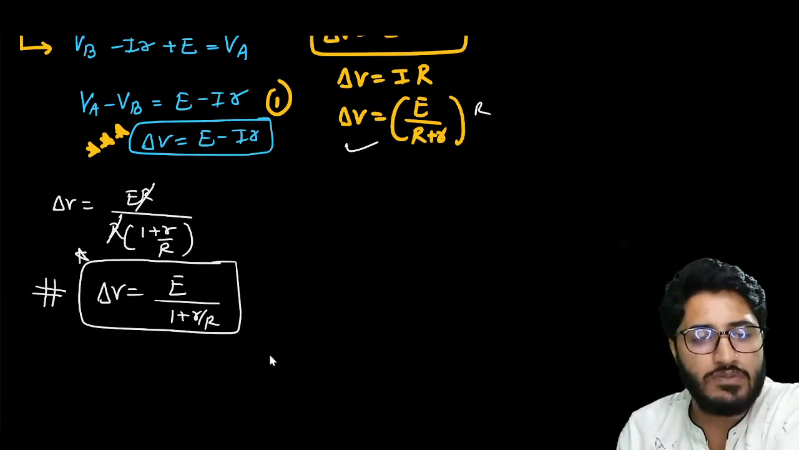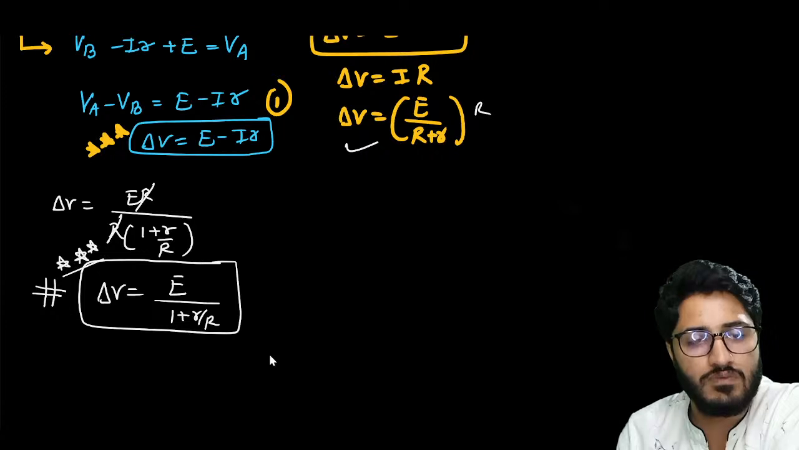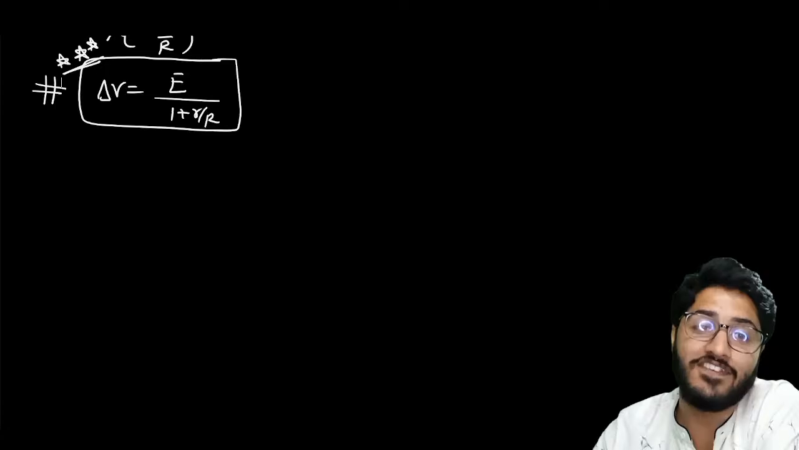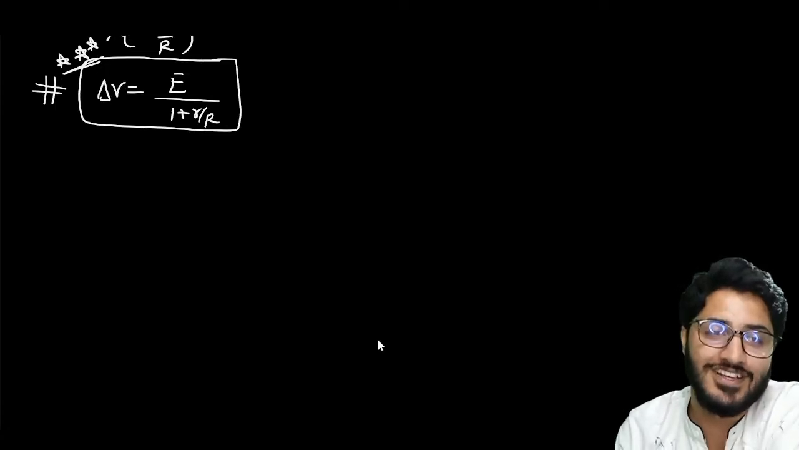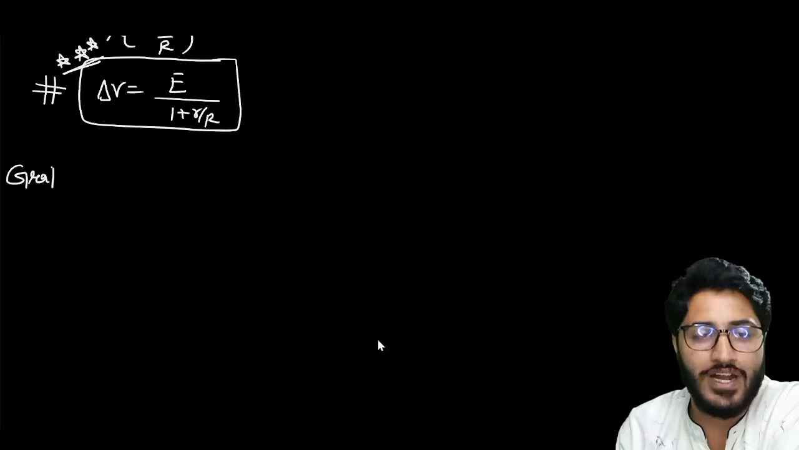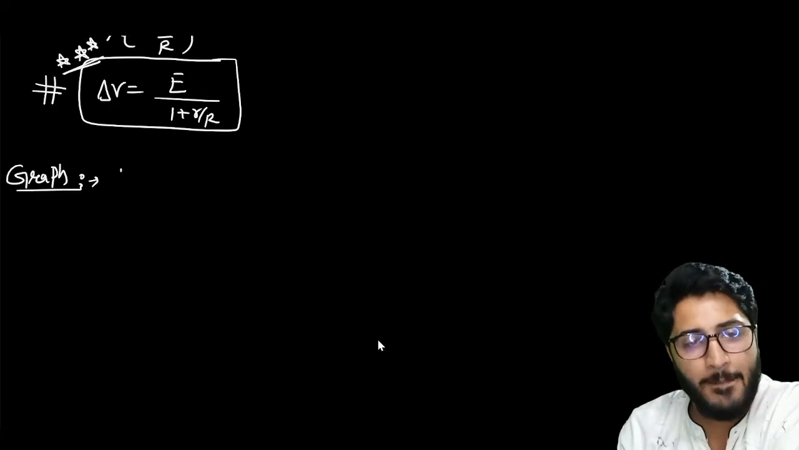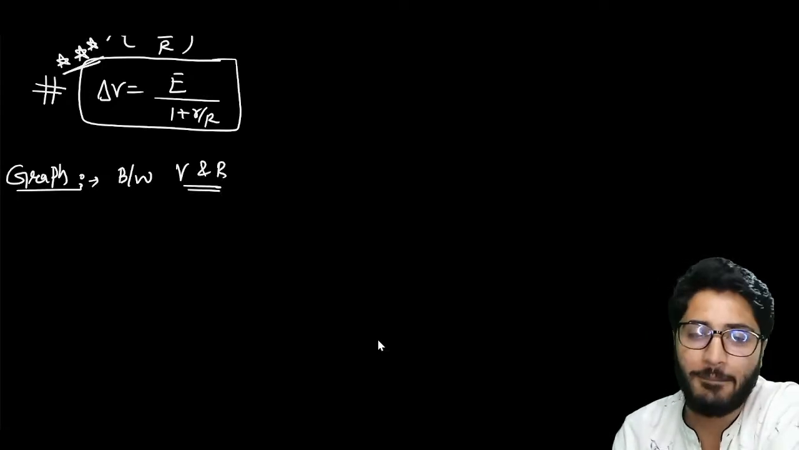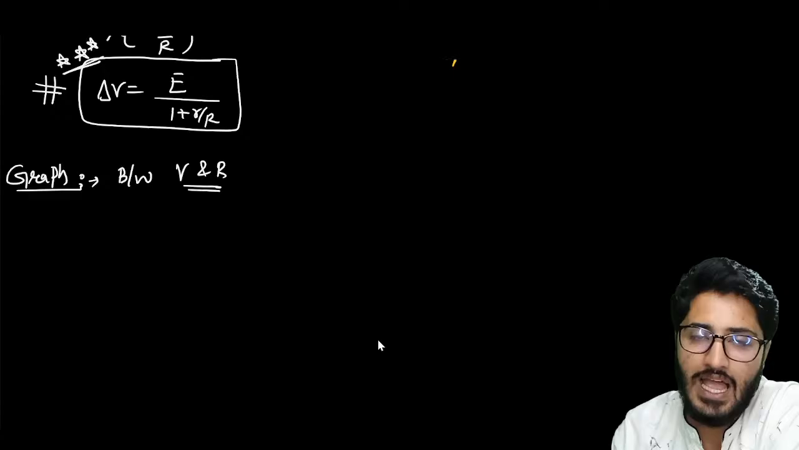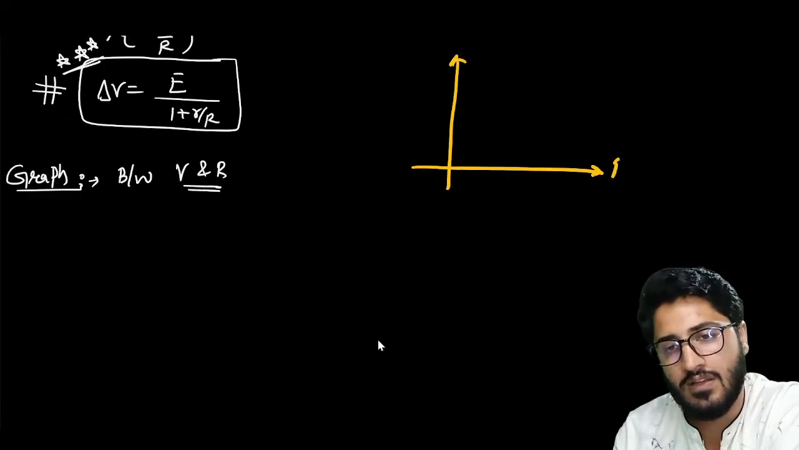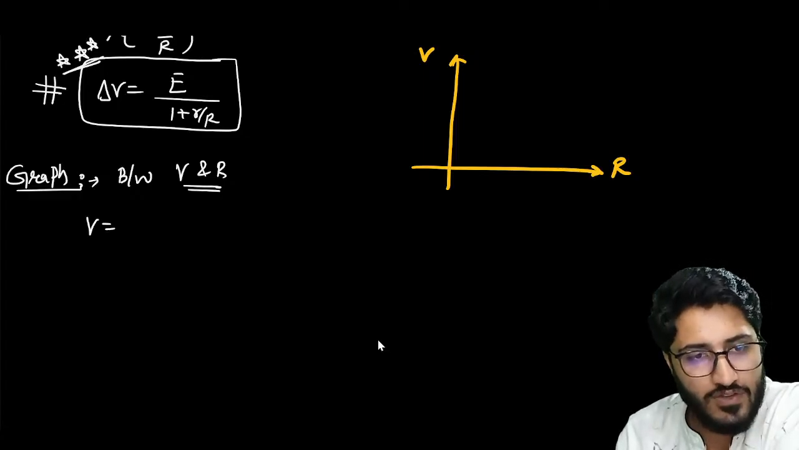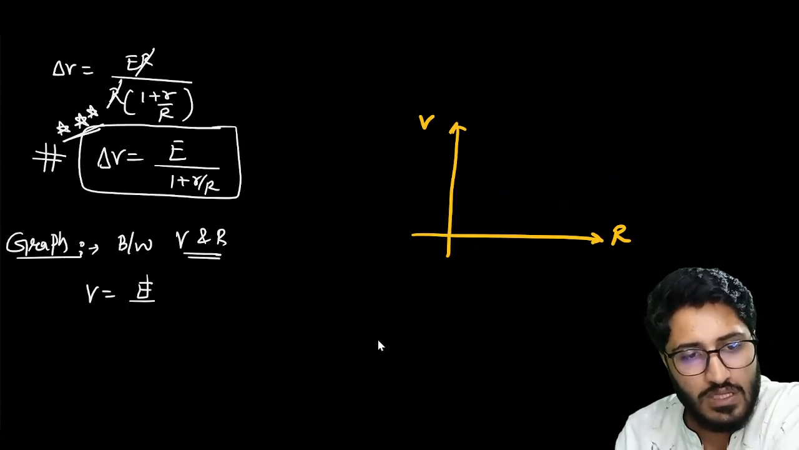You need to remember this one also. Why? Because if you want a graphical manipulation, if you want to draw a graph between V and R, look now, I will make a graph of R and V. How will I get it? Sir, we know that V equals E divided by 1 plus r by R.